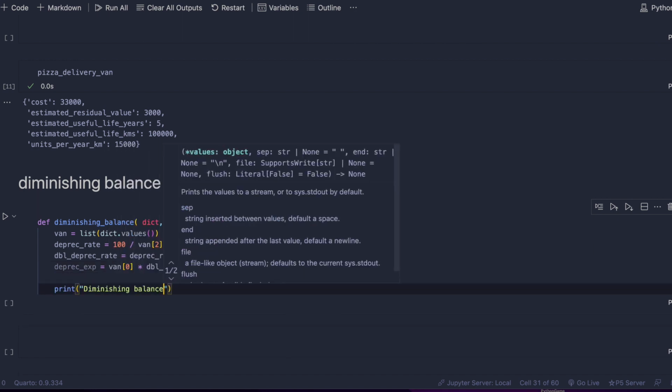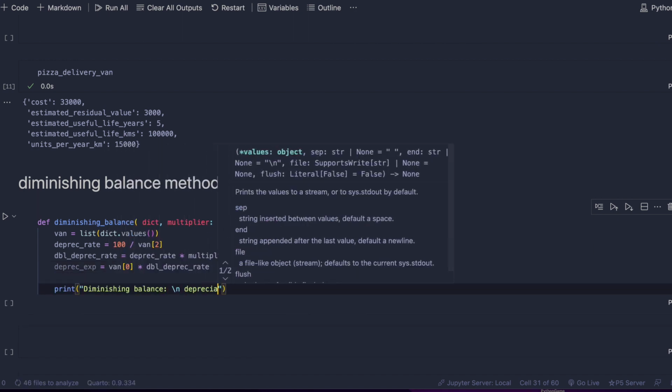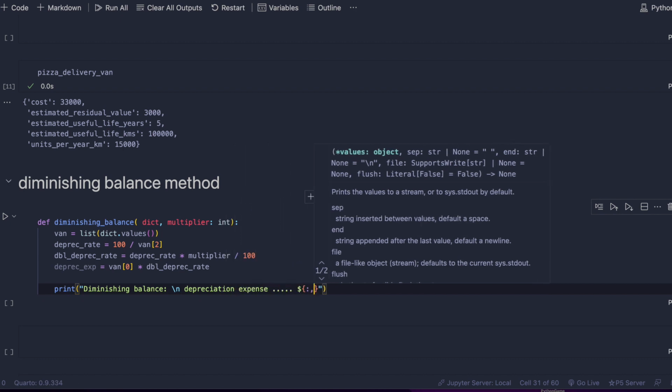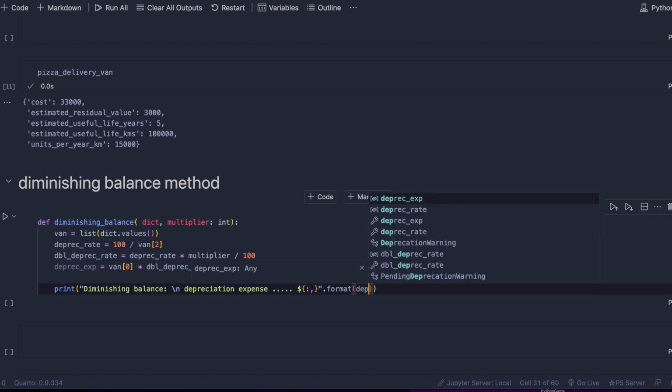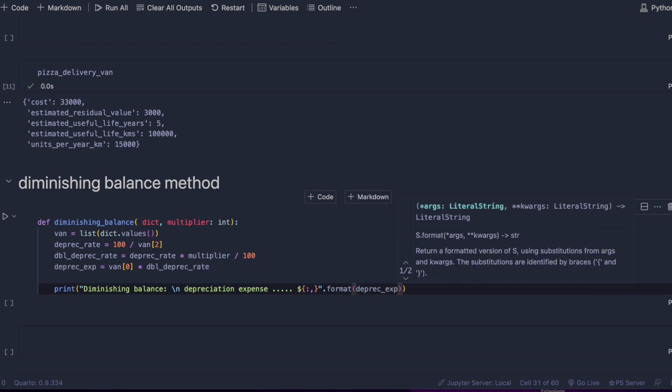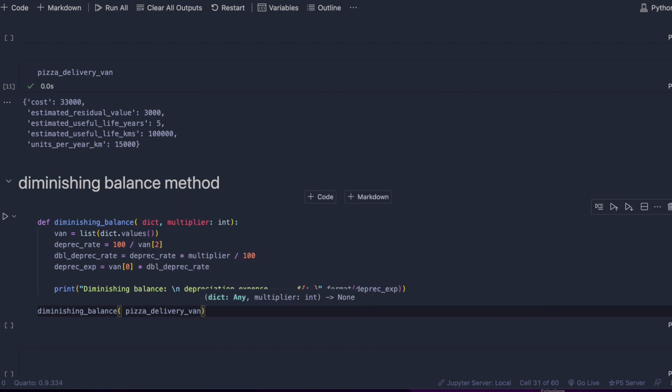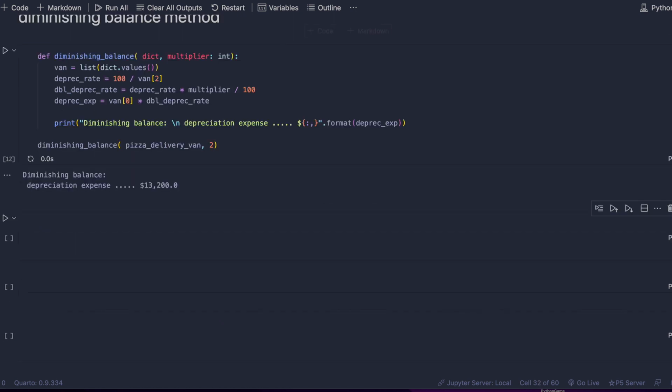Diminishing balance, new line, depreciation expense, colon, comma, format, depreciation expense. Call our function, we have the pizza delivery van, and our multiplier 2. Run our function.